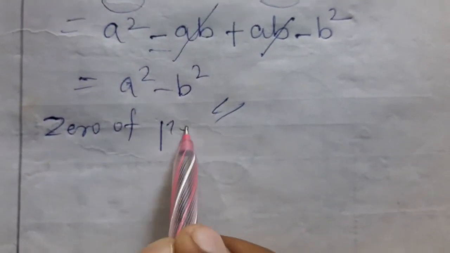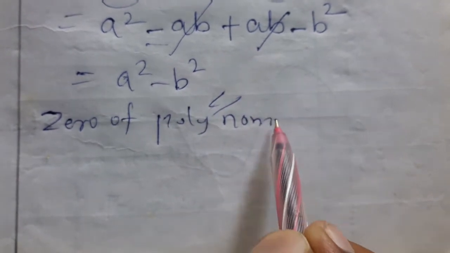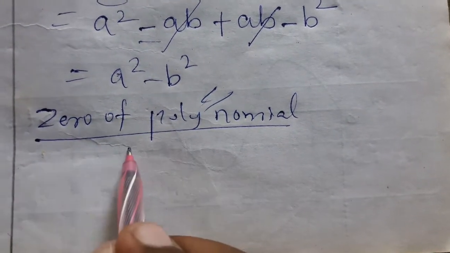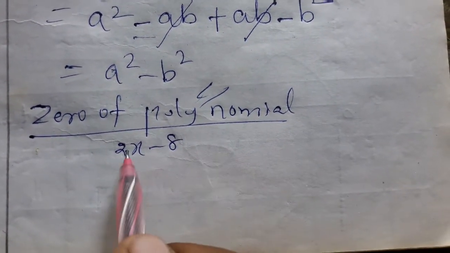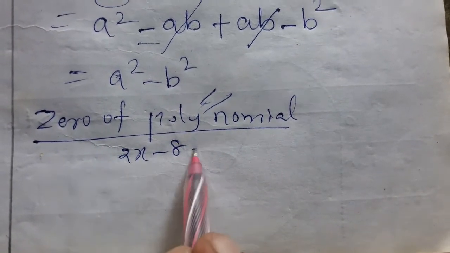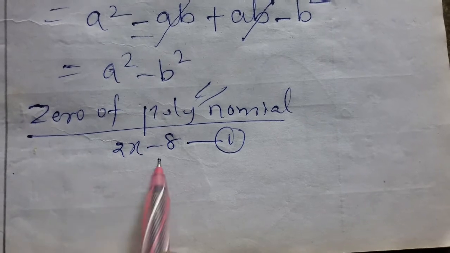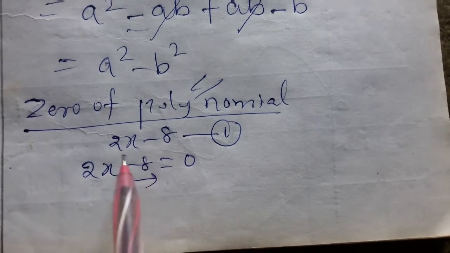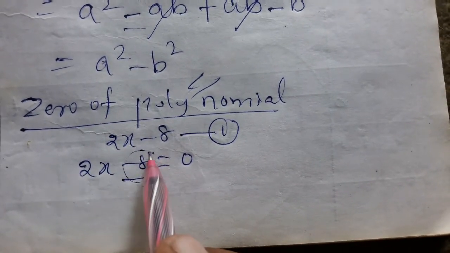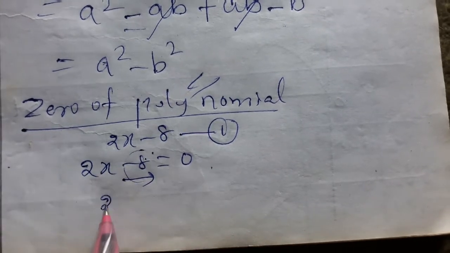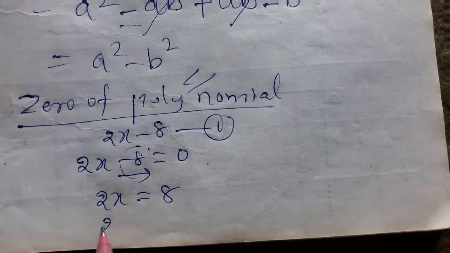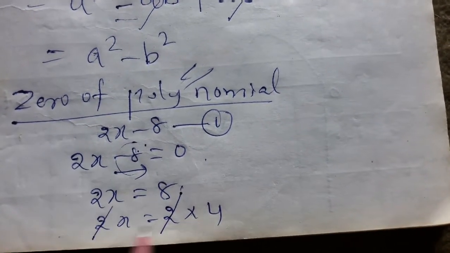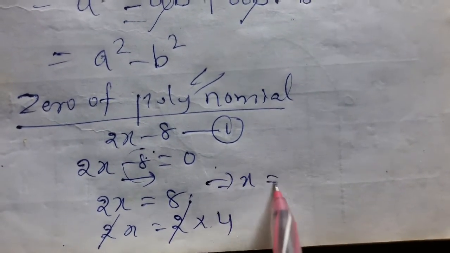Zero of polynomial. Suppose 2x minus 8 is given. Find the zeros of polynomial means take this equation 1, equating with 0 from equation 1, 2x minus 8 is equal to 0. Send this 8 from left side to right side. On left side it is a negative value, it goes to right side, it becomes positive. Then 2x is equal to 8, which can be written as 2 fours are 8. 2 on both sides cancels. Then it becomes x equals 4.